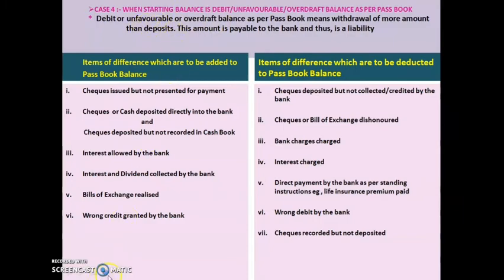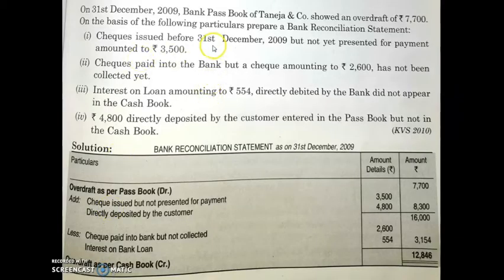Now let us do one problem related to this type. On 31st December 2009, bank passbook of Taneja and Company showed an overdraft. You can see bank passbook is showing an overdraft of 7,700. On the basis of the following particulars, prepare bank reconciliation statement.